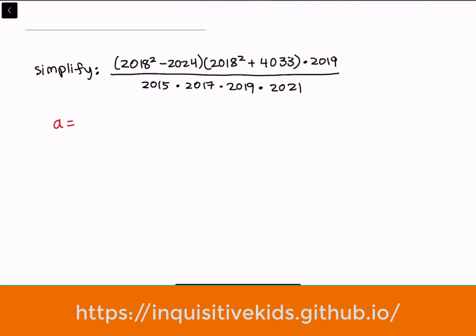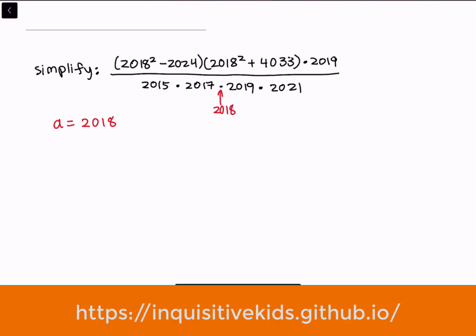We see 2018 appear in the first parentheses as well as in the second parentheses. But we also see 2019. 2019 appears on the top and bottom of the fraction. So should we use 2018 or 2019 for A? Well, in the bottom denominator, 2018 is right between all 4 of these numbers. And eventually we see that 2019 will get canceled out. So let's say that A is equal to 2018.